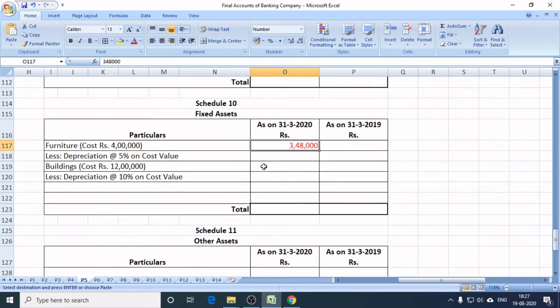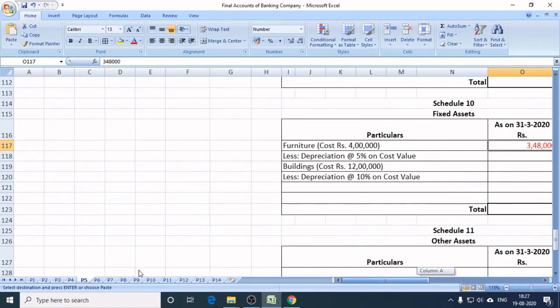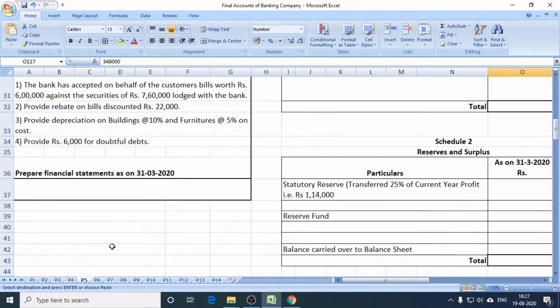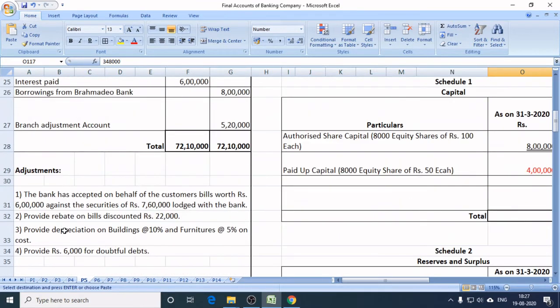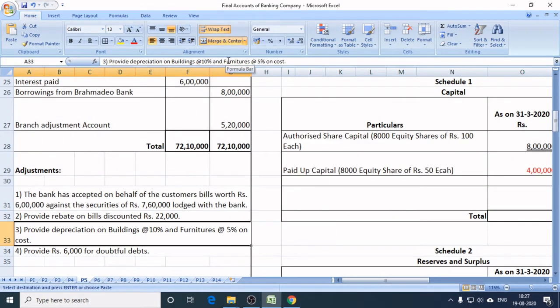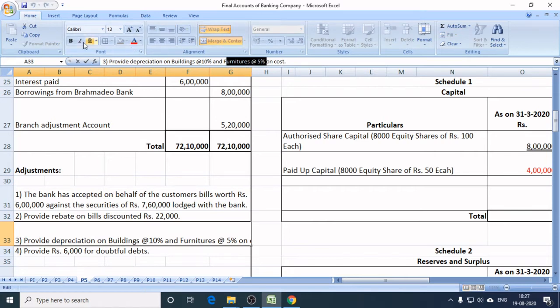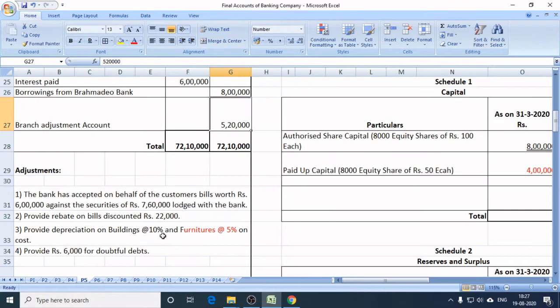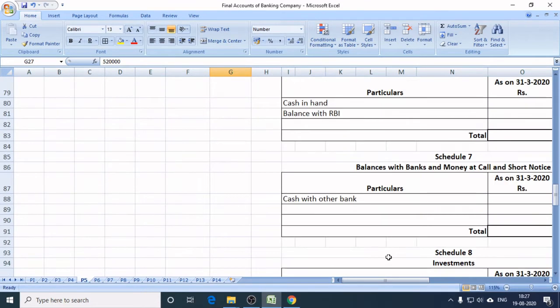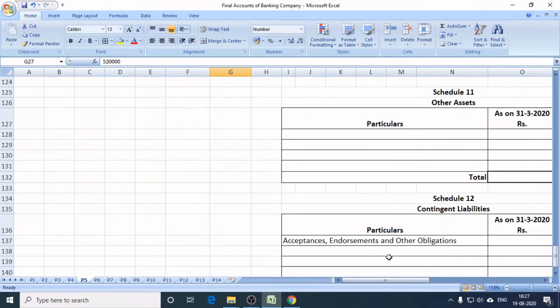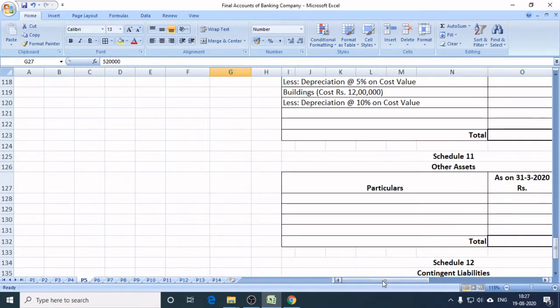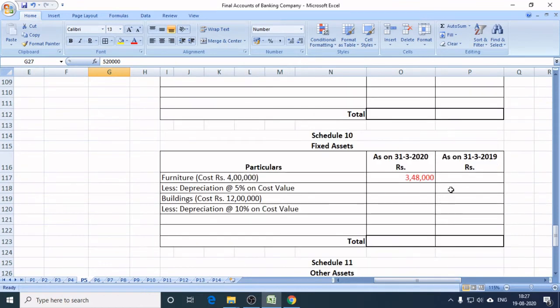Now see the adjustment again. As per the adjustment on furniture, we have to provide depreciation at the depreciation rate of 5%, and we have to charge the depreciation on cost value. Now I'll calculate it on that cost value.